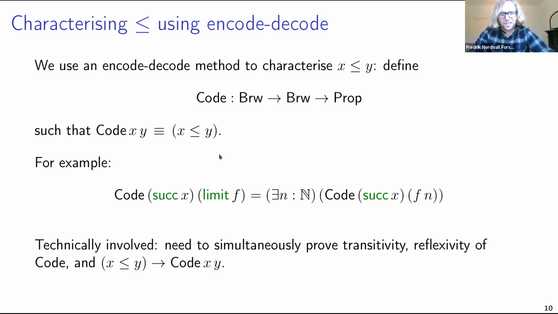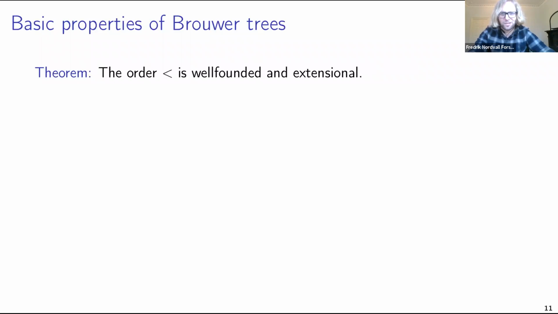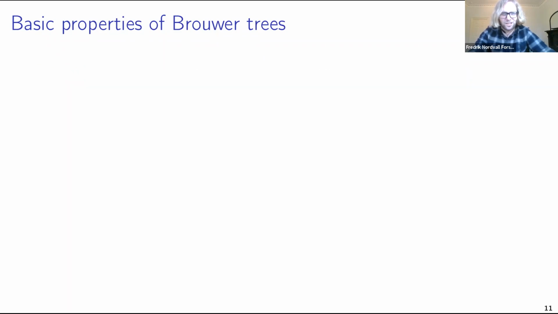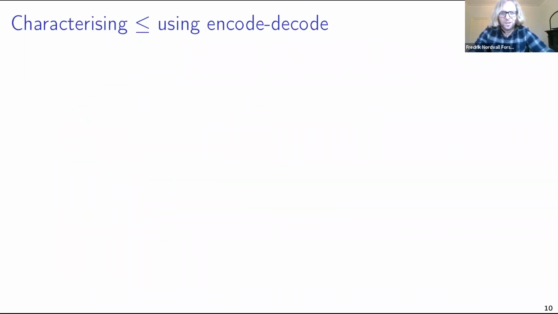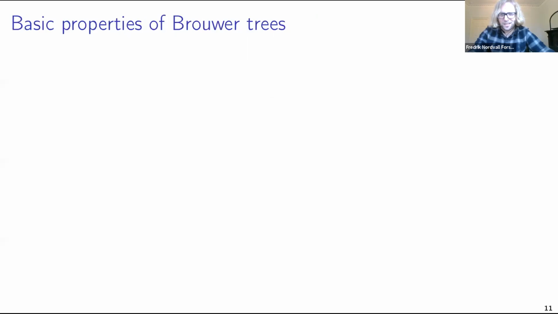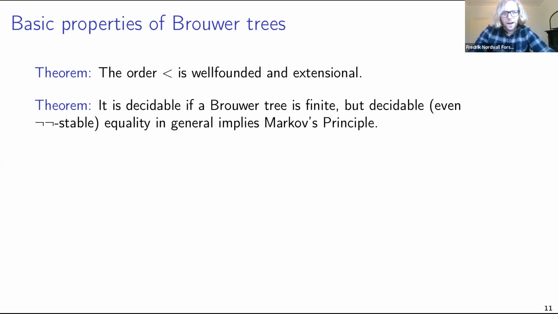But after you've done this, you're through the mystery, then everything is great, and you can prove lots of nice things about Brouwer trees. So for example, the order is well-founded and extensional, which if you just try to do it naively, by induction on the constructors of this type, then I think you have no chance whatsoever. But after you characterize it like this, then it's I wouldn't say it's a breeze, but it's much easier.